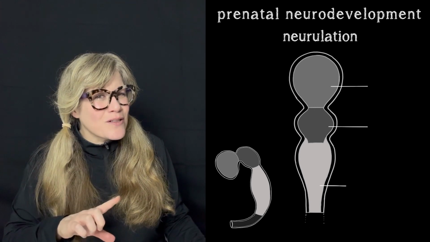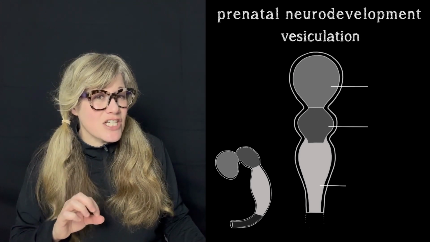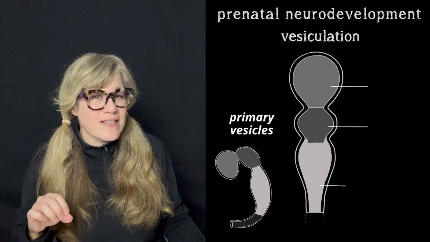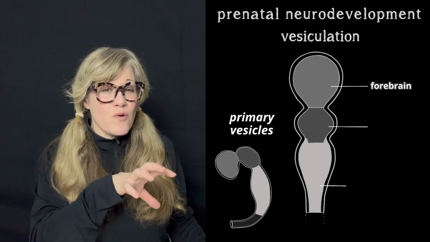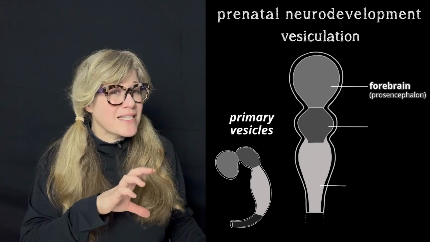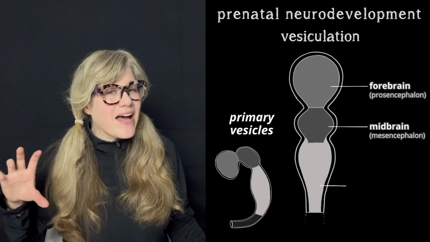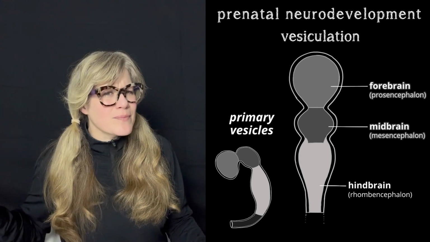And this is the neural tube morphing into vesicles in a process called vesiculation. And these first 3 vesicles are called primary vesicles. And in cranial to caudal order, there is the forebrain, also called the prosencephalon, the midbrain or mesencephalon, and the hindbrain or rhombencephalon. And below that is the beginning of the spinal cord.